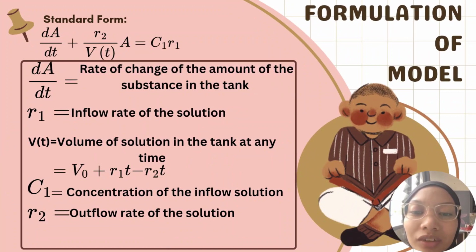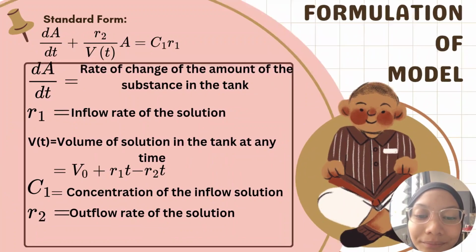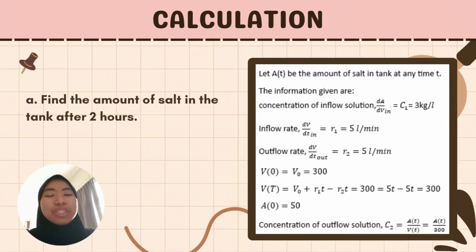There is one variable that needs a small calculation, which is V(t), the volume of solution in the tank at any time. To find V(t), we need to know the initial volume of the solution, add the volume of the solution that entered the tank, and subtract the volume of solution that leaves the tank. We go to the solution.